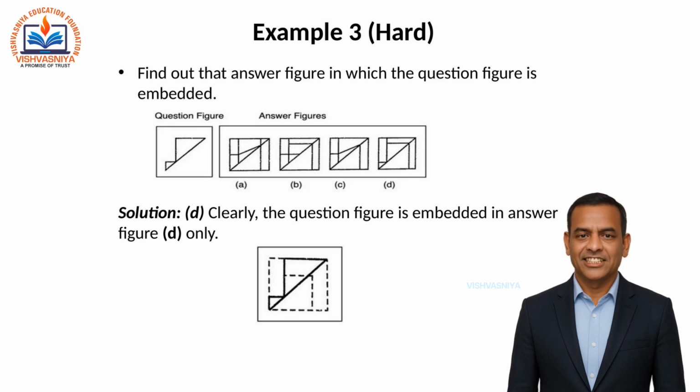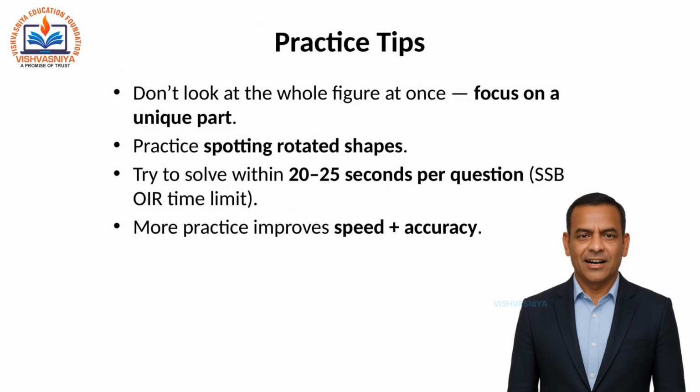This time, the small figure looks very simple, but the answer figures are crowded with distracting patterns. Here, option D again is correct. Notice how your eyes must focus on unique lines to find the right answer quickly. To master embedded figures, don't look at the entire figure, focus on one unique part. Be comfortable with rotated shapes, practice spotting them.